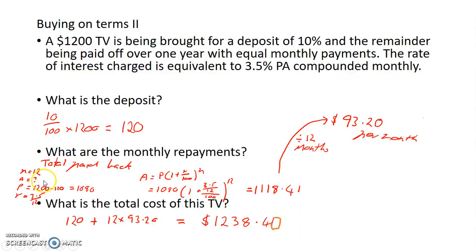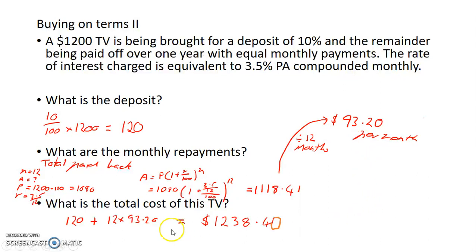The end value is what we don't know. Principal is how much we are borrowing, which in this case was $1,080 when we've reduced our deposit off of that. And my interest rate is 3.5% per year shared between 12 compound periods per year. All that goes in the calculator. You get $1,118.41. That is shared between 12 months, so we need to pay back this amount over 12 months. Divide that by 12 gives us $93.20 per month.